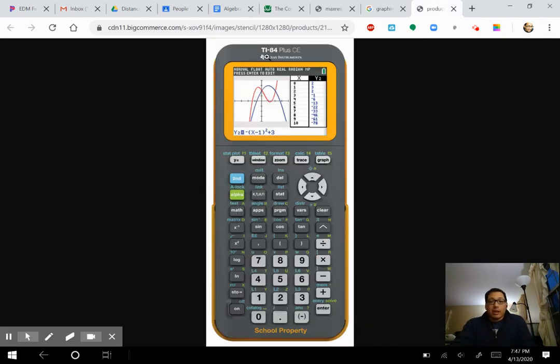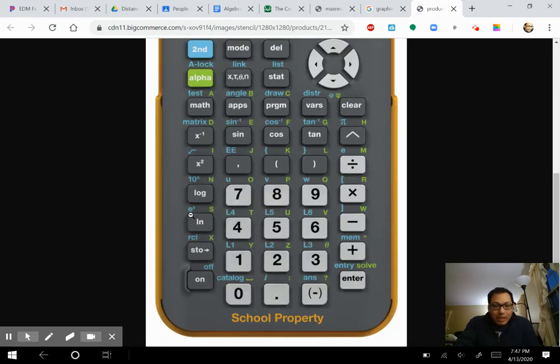So here's a TI-84 Plus CE. I think these are actually the ones Mr. Cohen uses in his class in statistics. And if we look down here, I'm going to zoom in. There's a key right here, e to the x. You might have wondered what this means, and now you know: e is this number, this mathematical constant.